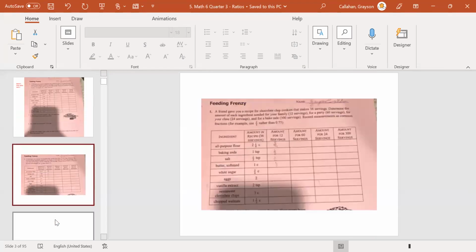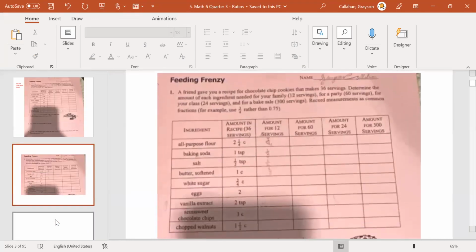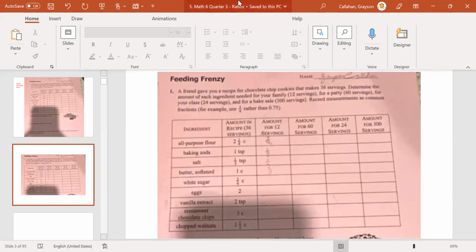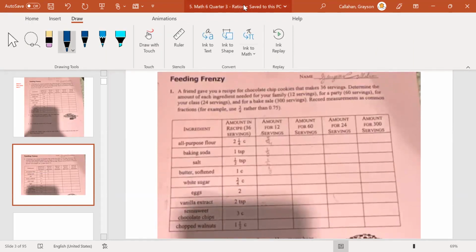Here is the question. It says, a friend gave you a recipe for chocolate chip cookies that made 36 servings. Determine the amount of each ingredient needed for a family of 12 servings, for a party of 60 servings, for your class of 24 servings, and for a bake sale of 300 servings. Record measurements as a common fraction. For example, use 3/4 rather than 0.75.